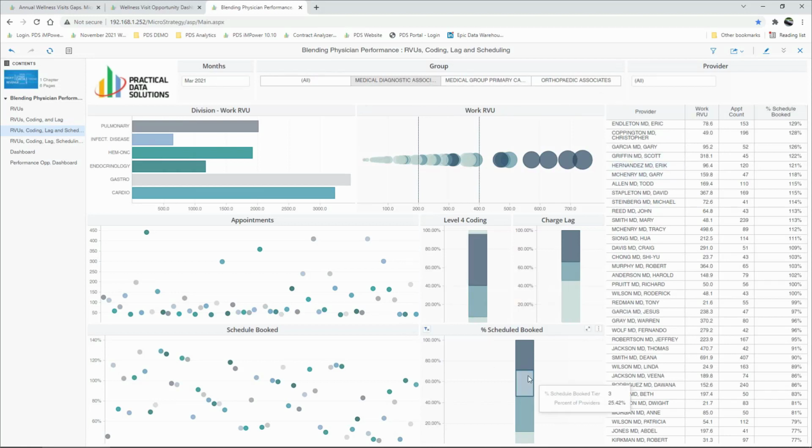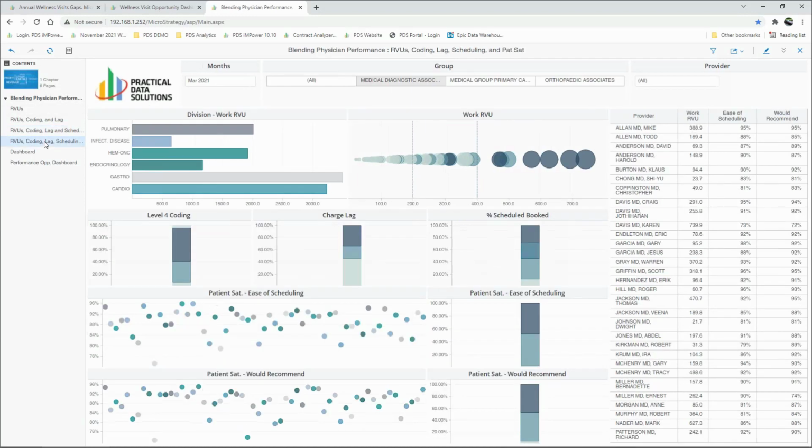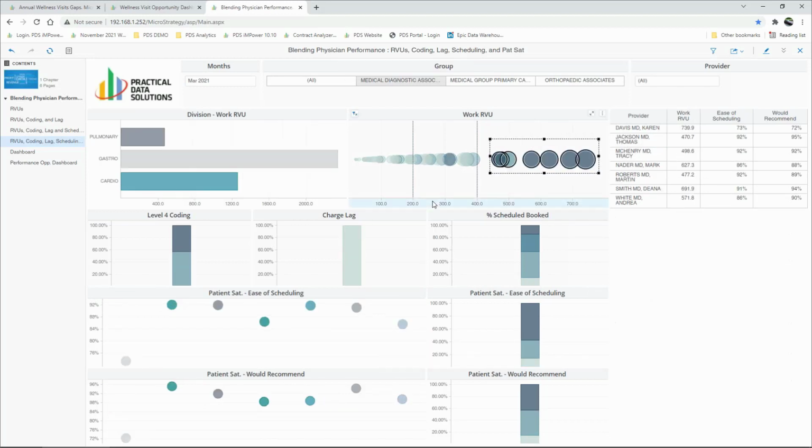Excellent. So again, you'll notice we've converted the utilization into this little tiered thermometer here, and we're going to add and blend in yet another data set. So now we're really starting to get a much better picture of what's going on. In this case, we've now added in the patient satisfaction metric ease of scheduling and the patient satisfaction would recommend, right? So again, just because we have good producing physicians, we want to really think about practice wellness.